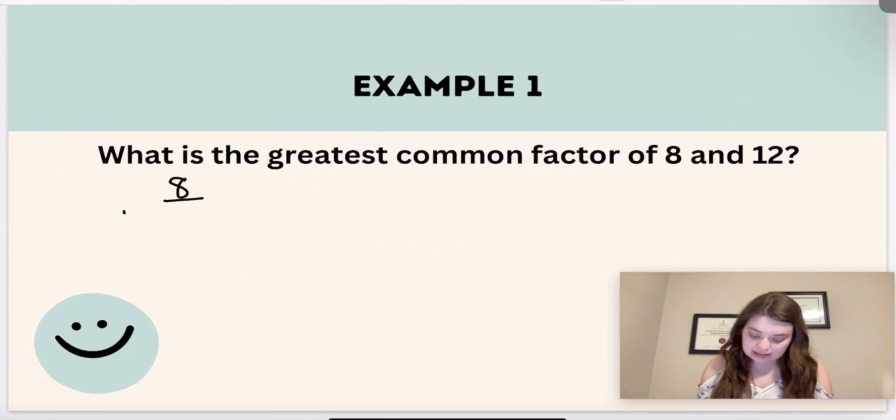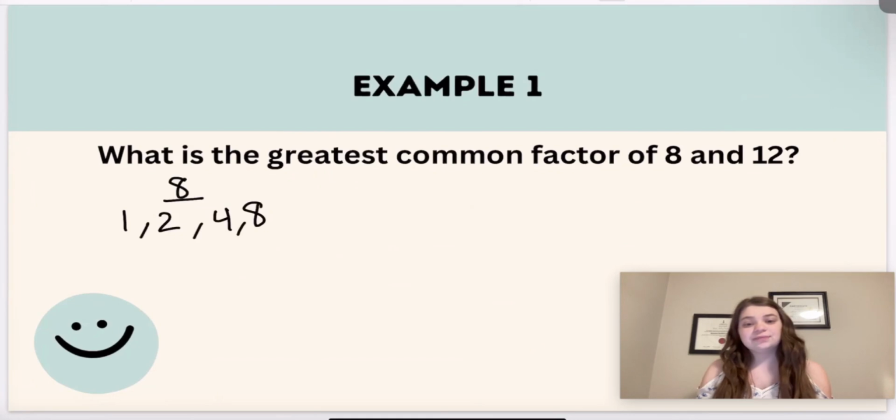Well, 1 times 8 is 8, so therefore 1 and 8 are both factors. 2 times 4 also is equal to 8, and so 2 and 4 are both factors. And that's all the factors of 8.